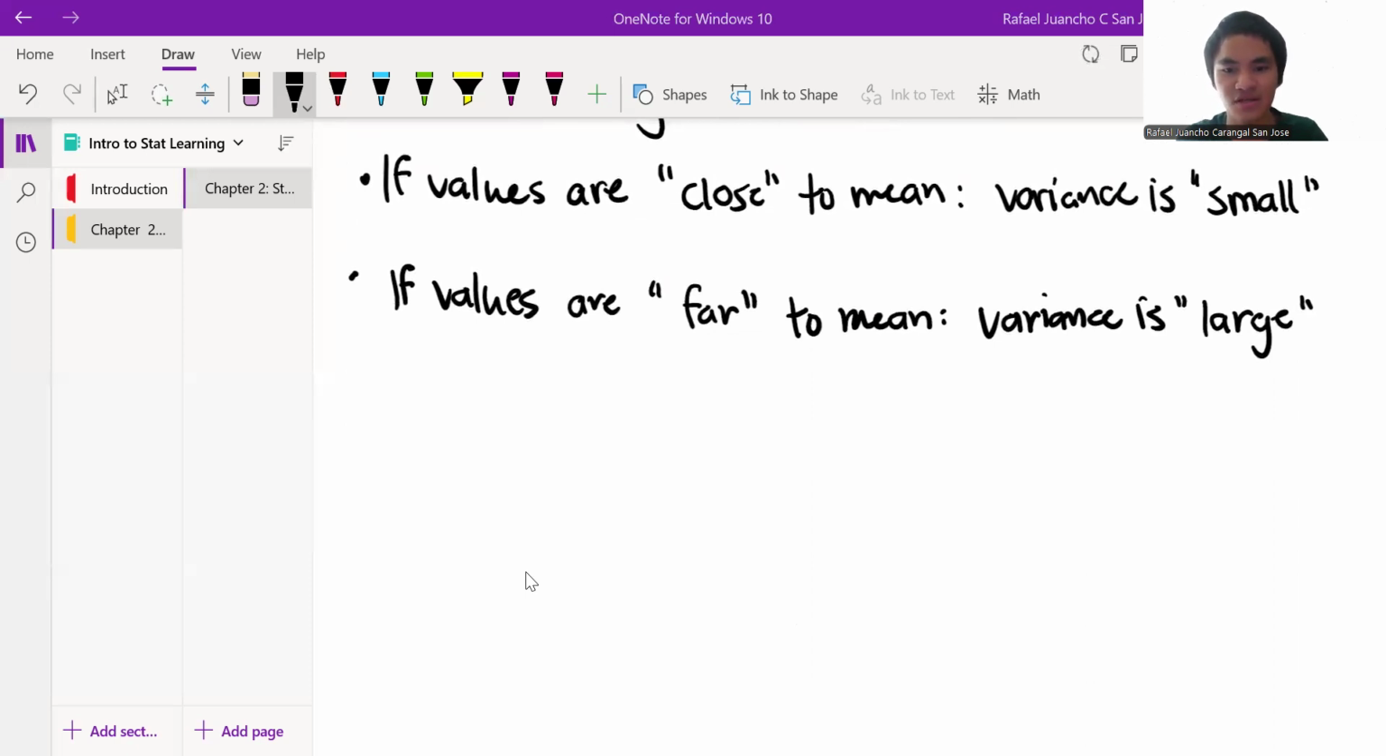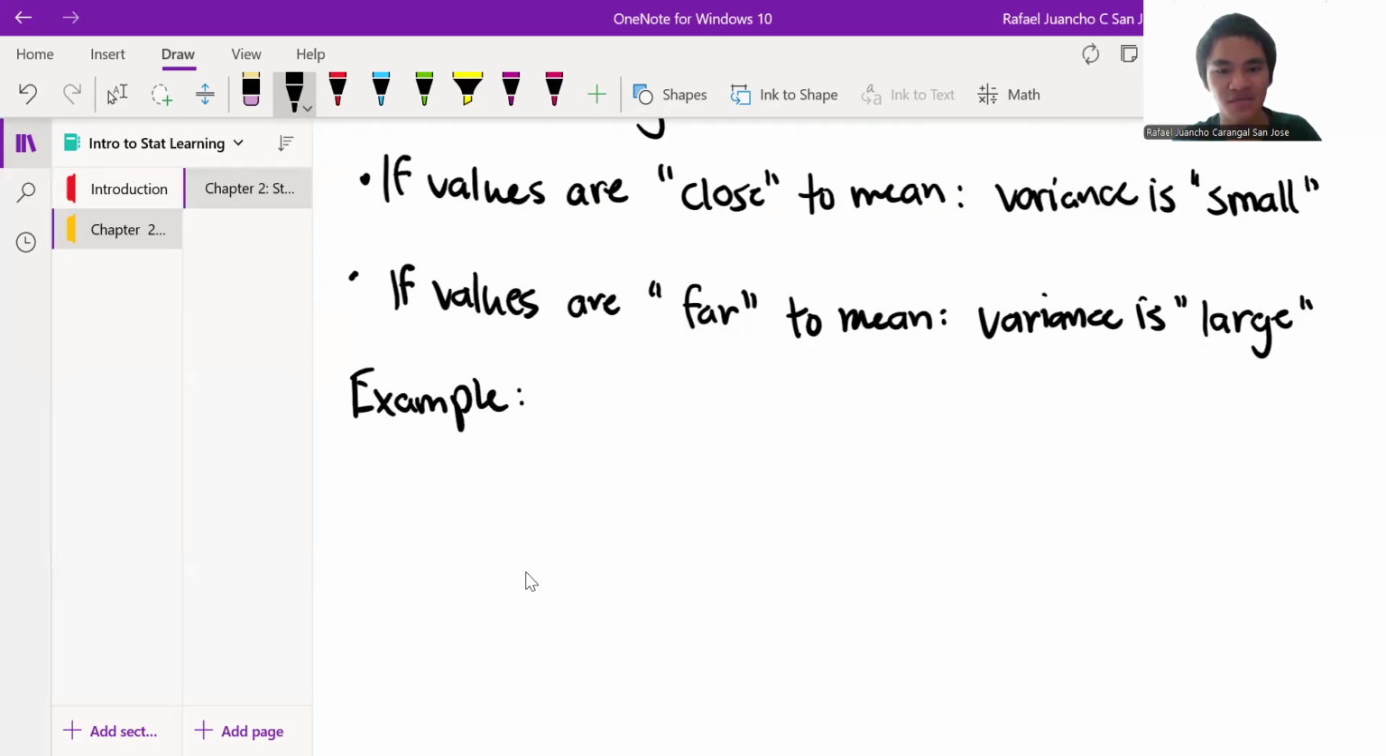Okay, let's just connect it to standard deviation. But actually, before I do that, let me go through the GPT thing. So this is an example of what variance is.